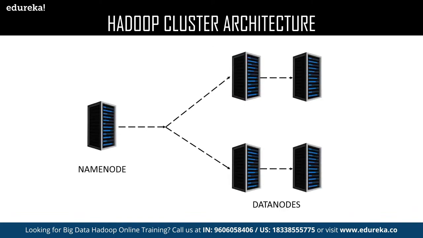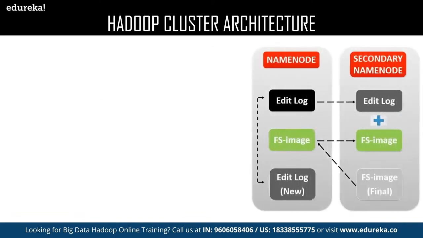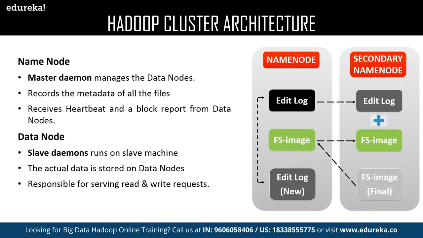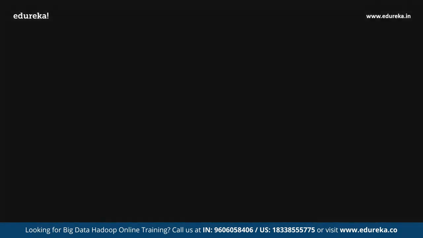Basically, the name node controls all the data nodes existing in a Hadoop cluster. Name node is considered the master daemon that manages the data nodes. The name node records all the metadata, or the schema, of all the files which it receives. Followed by that, the name node receives a heartbeat and a block report from all the data nodes. On the other hand, data nodes are considered the slave daemons that run on slave machines. The actual data is stored on data nodes, and the data nodes are responsible for serving read and write requests. So this was the architecture of Hadoop.